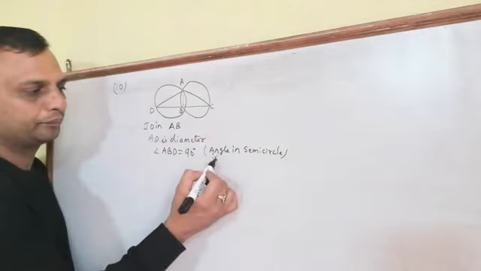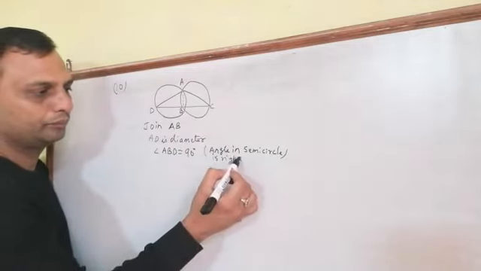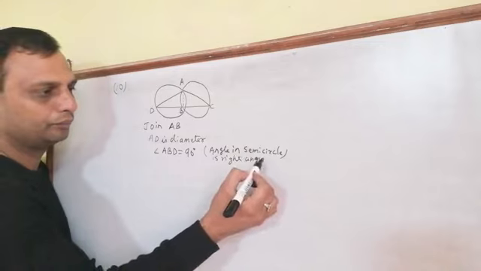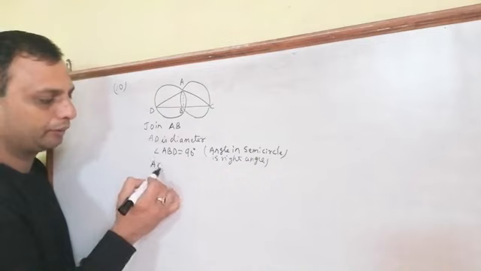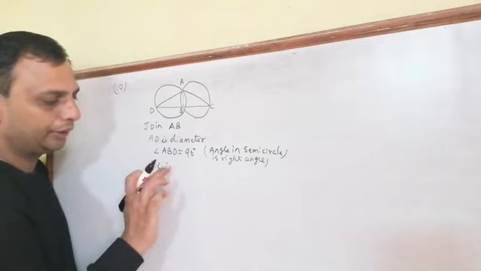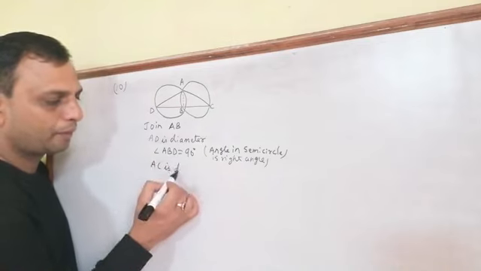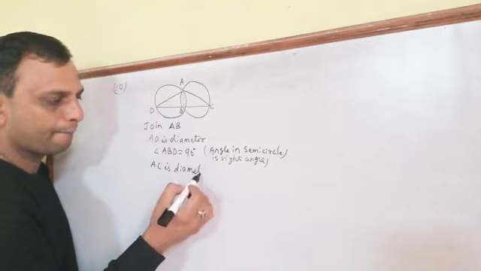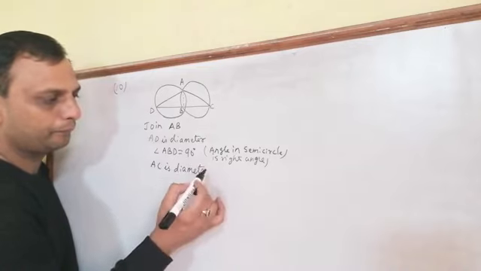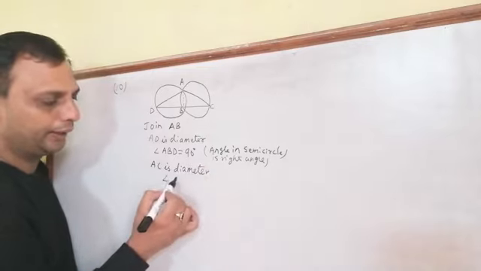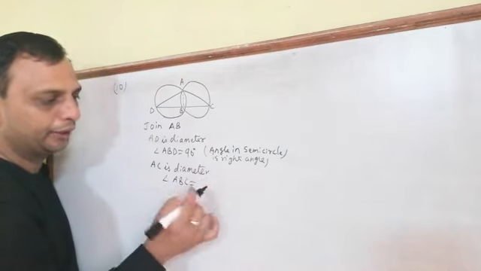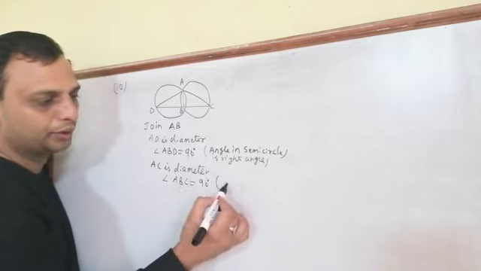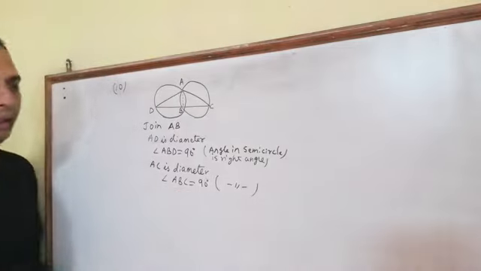Is right angle. And similarly, if AC is the diameter, then angle ABC will be how much? 90 degrees. Same reason, angle in the semicircle. And I have already told this.